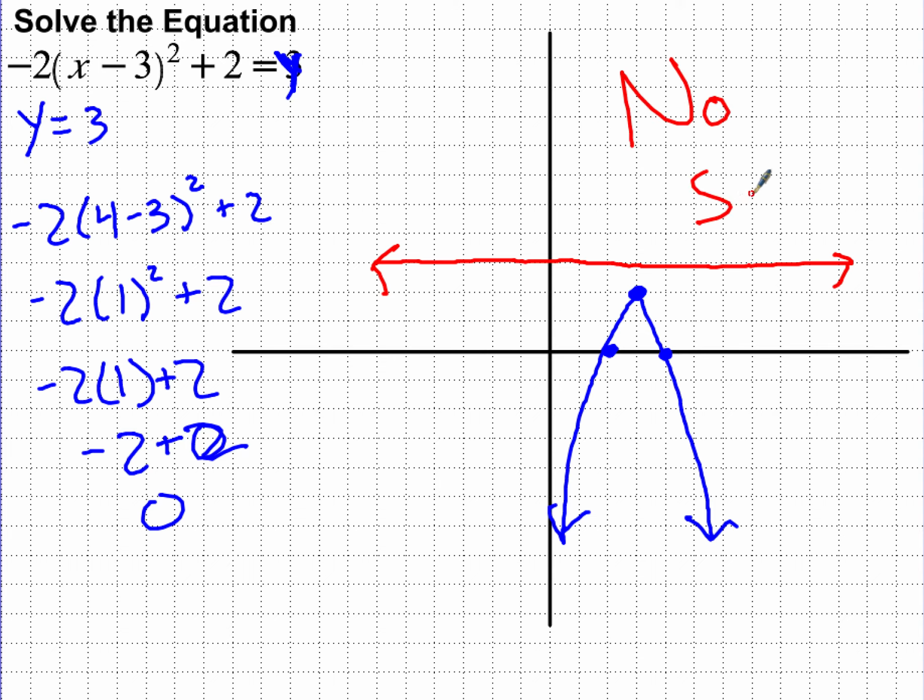So that's why I didn't want to go too far into graphing that particular parabola. There's no solution to this. Because 3 is above the parabola and it's not intersecting at any point, there's no solution.